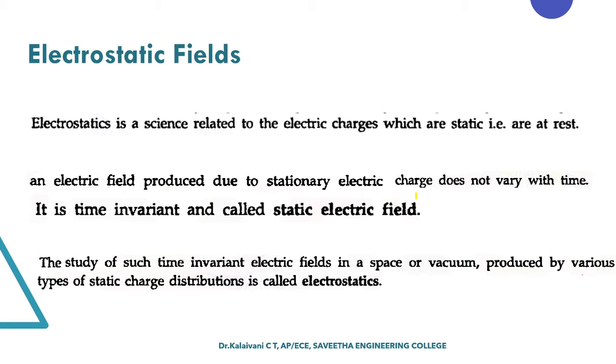An electric field produced by a stationary electric charge does not vary with respect to time. That is what is very interesting here. A static electric field is time invariant. So the study of such time invariant electric fields in space, vacuum, produced by various types of static charge distribution is called electrostatics. Remember, what electrostatics is, is a very important 2 mark question sometimes asked.